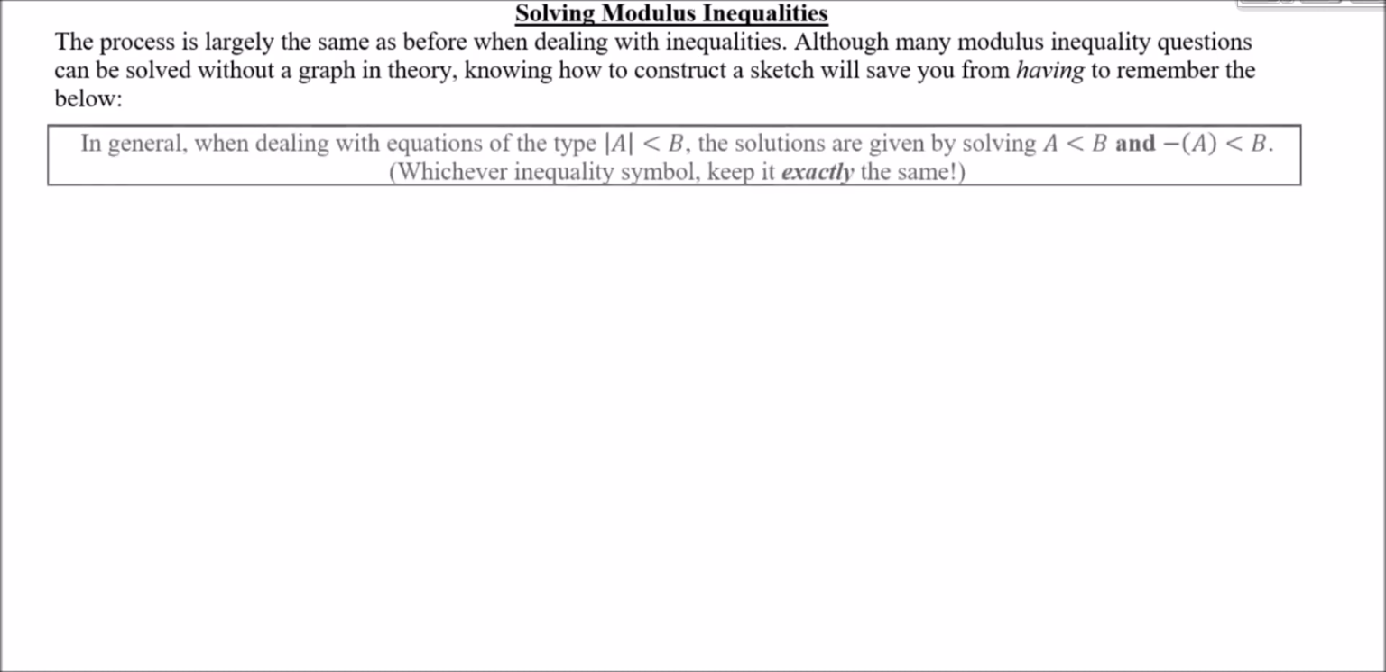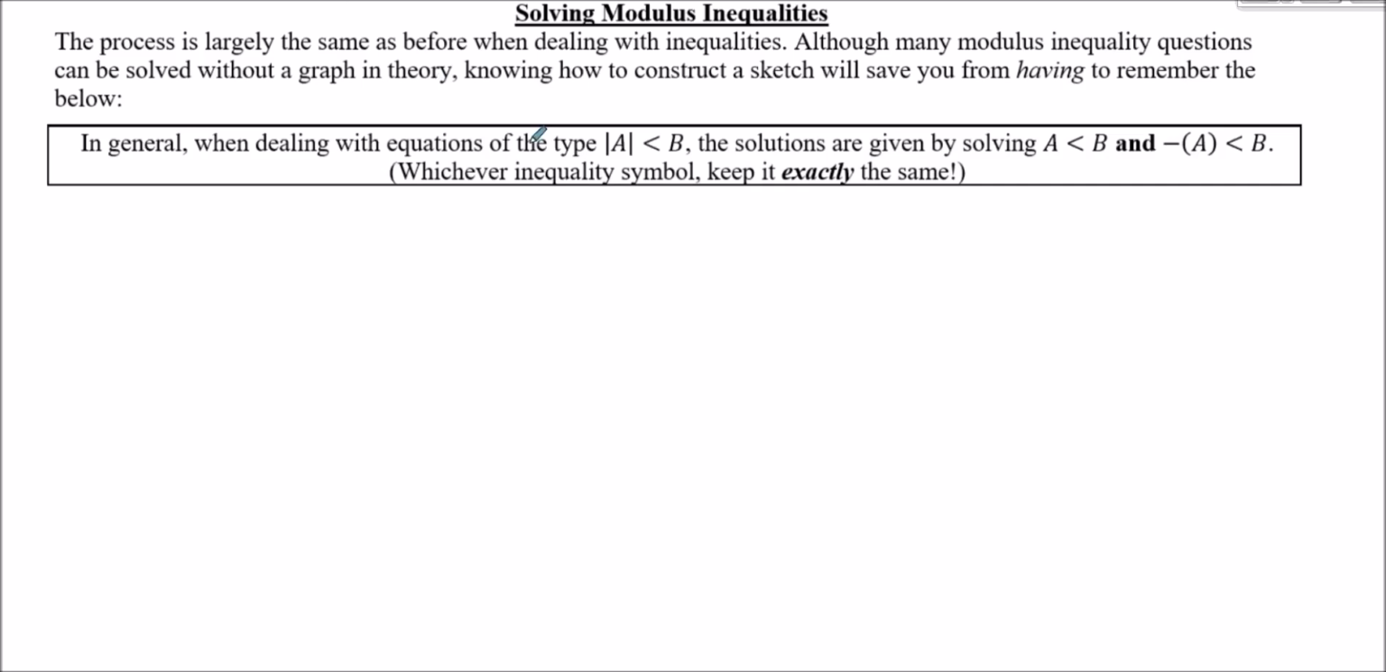It works in very much the same way, so there's nothing new in fact to remember. In general, when dealing with equations of the type mod of something, any inequality symbol is treated the same. The solutions are given by thinking of when the thing being modded is positive, when it is its normal self, then whatever symbol you're dealing with, less than, greater than, or equal to. Or think of when it would have been negative. The modulus would then make that minus, so when minus whatever might be negative, same symbol. I'm not being explicit with the symbol because it can be anything. Whichever inequality symbol, keep it exactly the same.